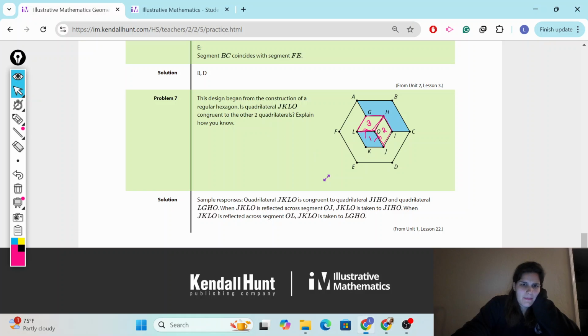I guess the fact that it says it began from a construction of a regular hexagon implies that they use the center to construct the regular hexagon. But again, mathematics sometimes can be argued, and that is the case with this question.